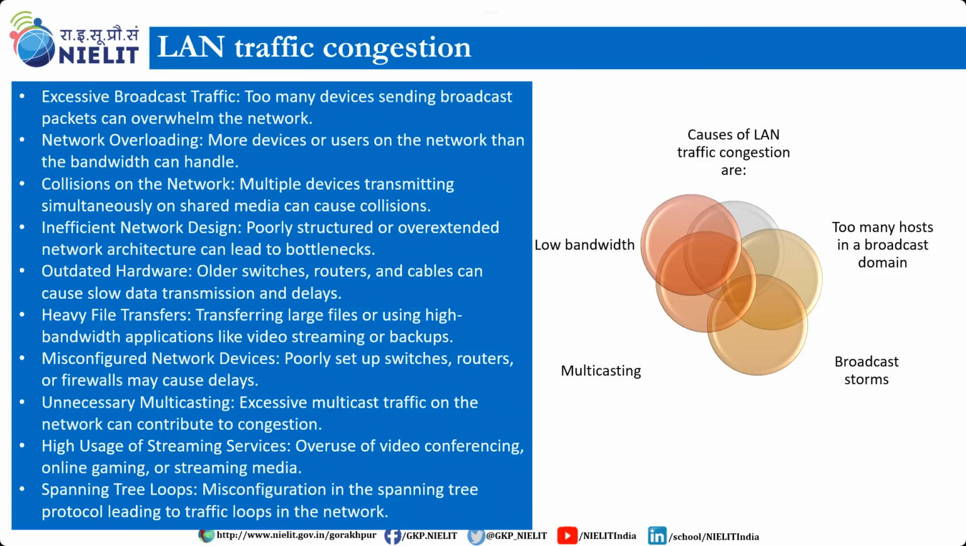Suppose port number 1 has a cable and it is connected to port number 2. So a physical loop is created, and inside the switch a virtual loop is created. Due to this virtual loop, what will happen? Every traffic will come to this particular switch because it is the shortest path. And due to this shortest path, we will never be in a position to send our traffic to the right destination. So a spanning tree loop can be a reason behind LAN traffic congestion.